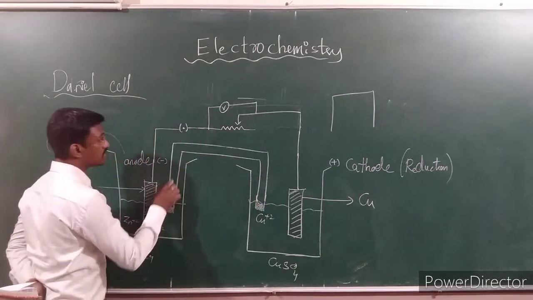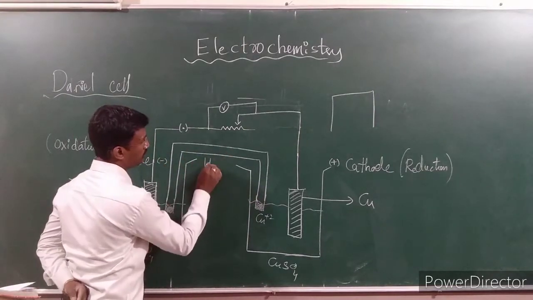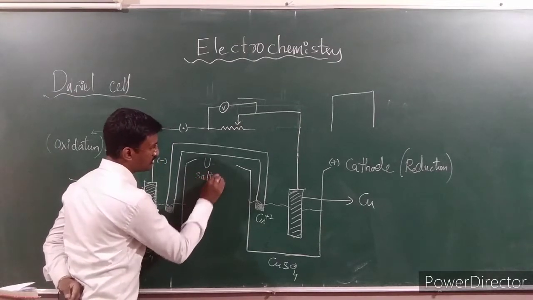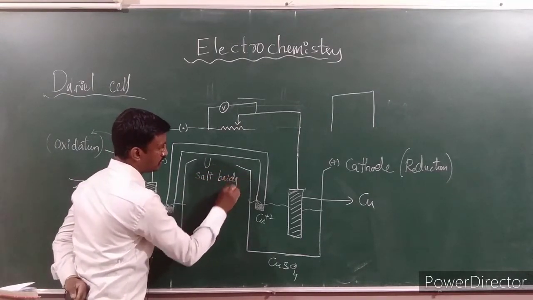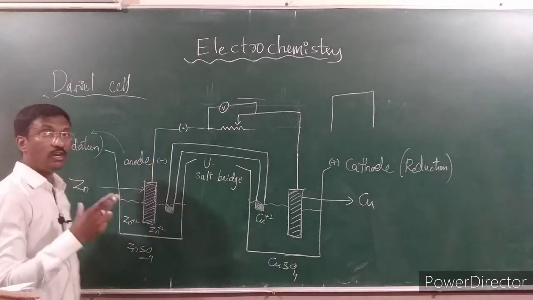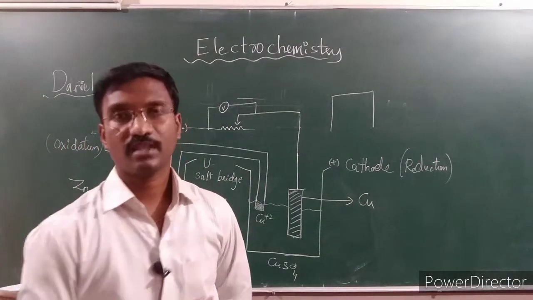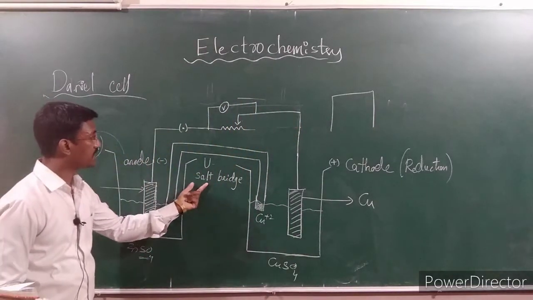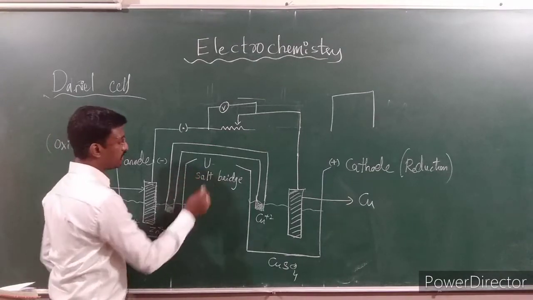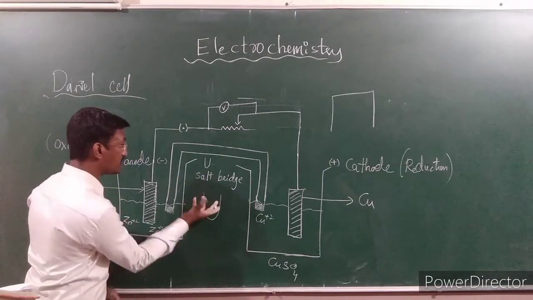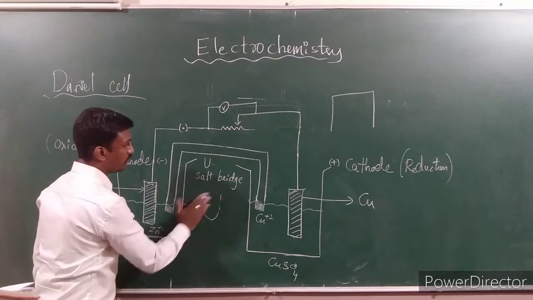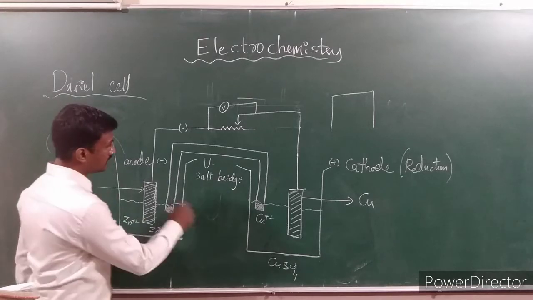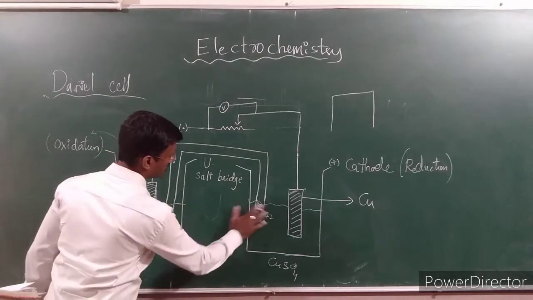This U-shaped tube is commonly called a salt bridge. The salt bridge is an inverted U-shaped tube, just like a test tube. U-shaped means it is in this shape, but here it is inverted, the reverse of the U-shape. So the inverted U-shaped apparatus is called a salt bridge. Here, what should this salt bridge have? The same size.